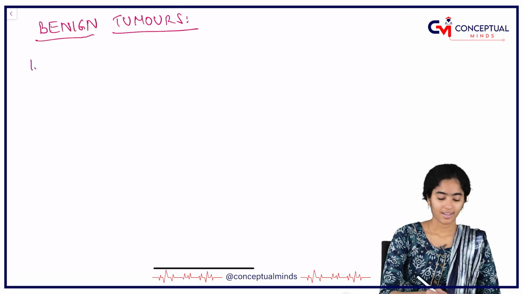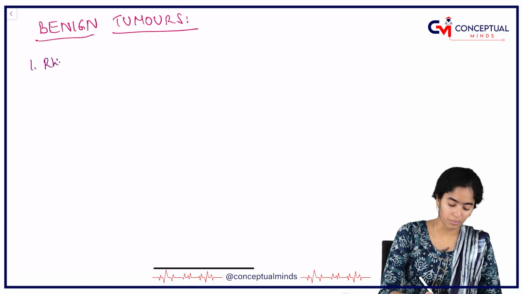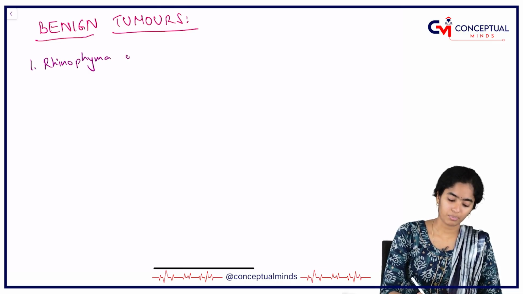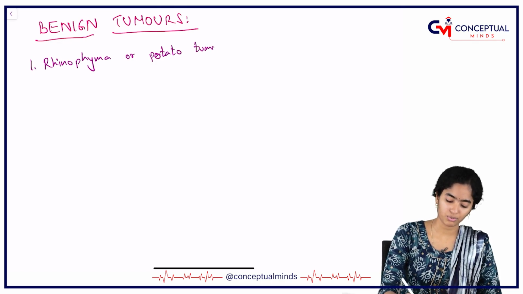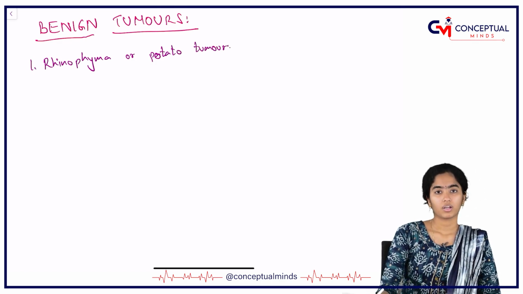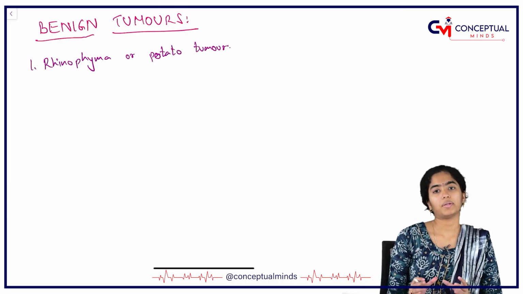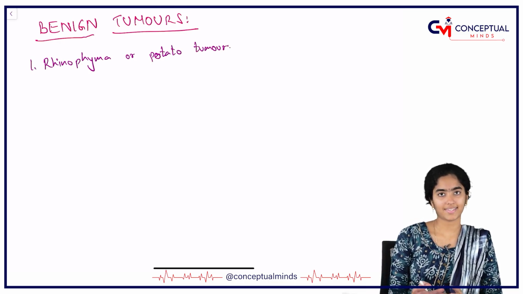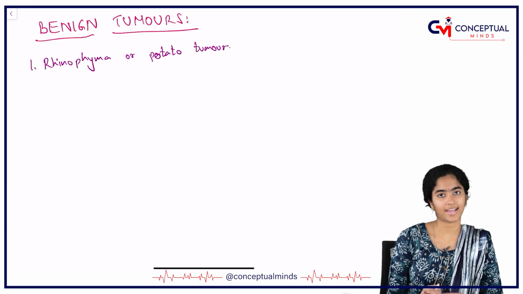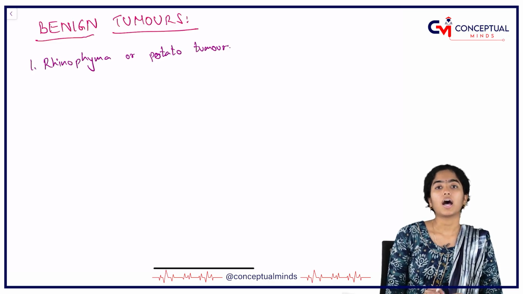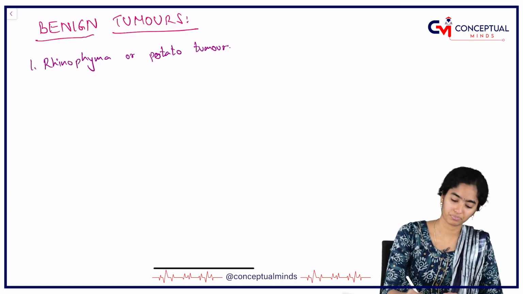First among them is rhinophyma or a potato tumor. It's an important short question. Rhinophyma or potato tumor. This is a slow growing benign tumor. Why does this occur first of all, and what exactly is it? It is hypertrophy of the sebaceous glands of the nose.